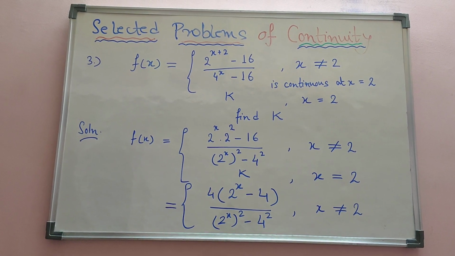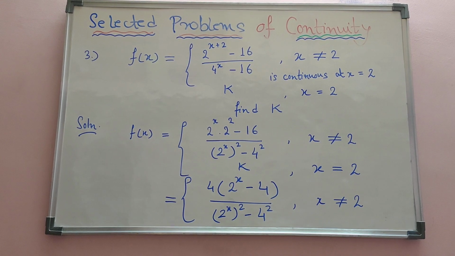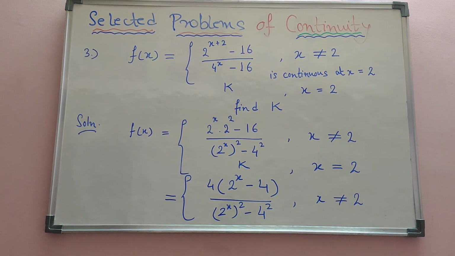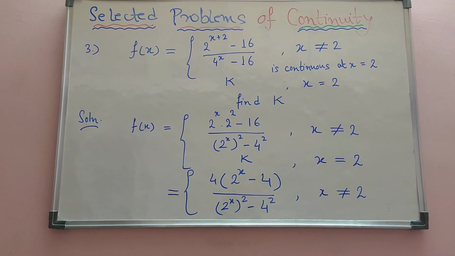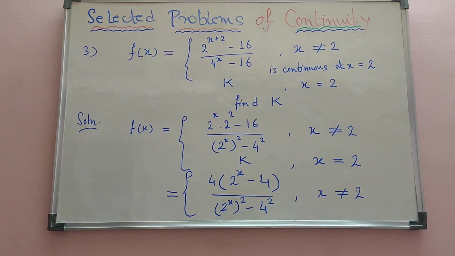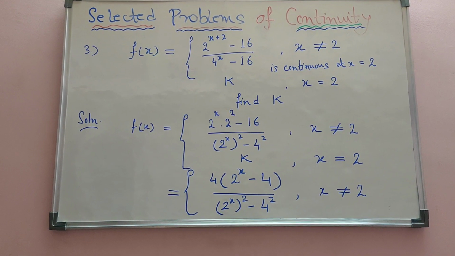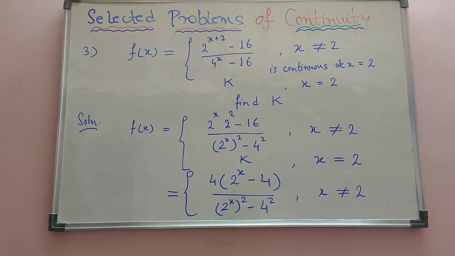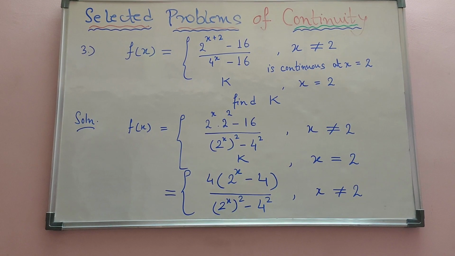See, step by step. First of all, we will split the power x plus 2. As you know, if any base has a power given with a plus or minus sign, we can split it. So we can make it 2 power x into 2 power 2, because the power is x plus 2. So 2 power x into 2 power 2. So 2 power 2 becomes 4, minus 16.